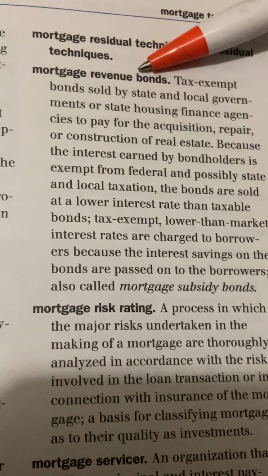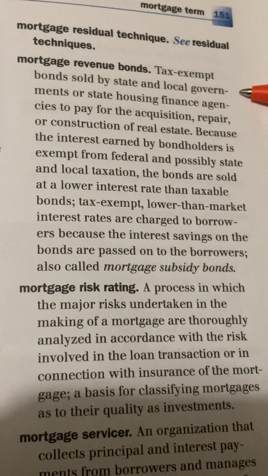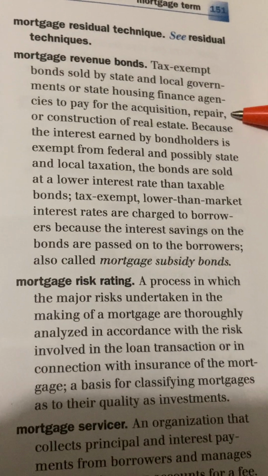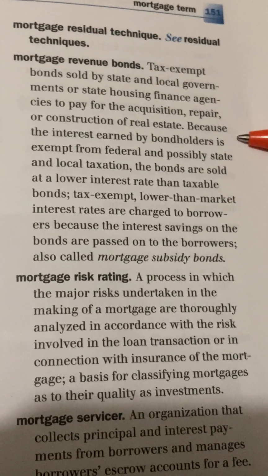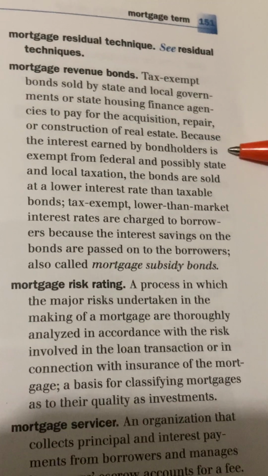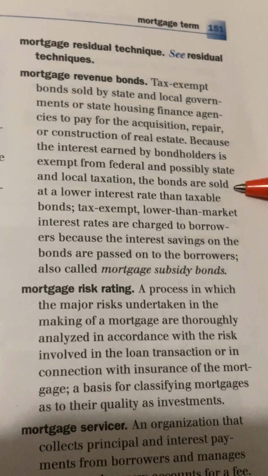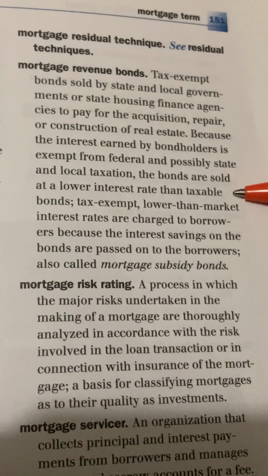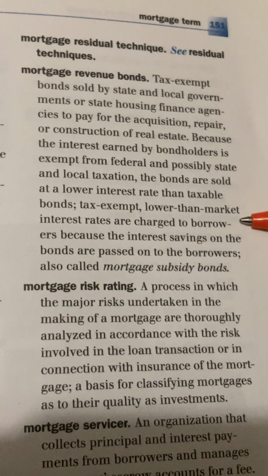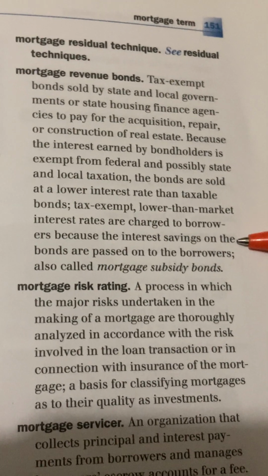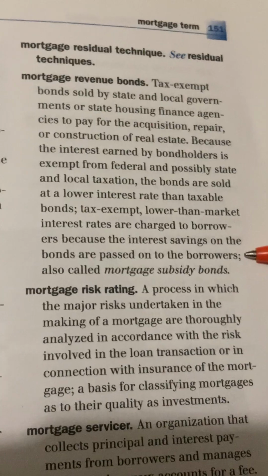Mortgage revenue bonds. Tax-exempt bonds sold by state and local governments or state housing finance agencies to pay for the acquisition, repair, or construction of real estate. Because the interest earned by bondholders is exempt from federal and possibly state and local taxation, the bonds are sold at a lower interest rate than taxable bonds. Tax-exempt, lower than market interest rates are charged to borrowers because the interest savings on the bonds are passed on to the borrowers. Also called mortgage subsidy bonds.